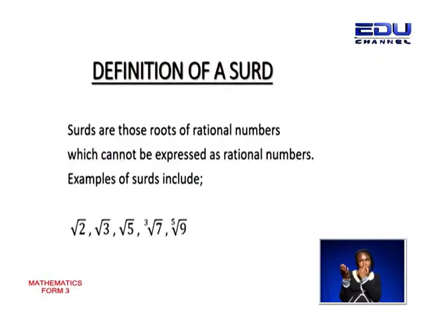For example, looking at the square root of 2, we can see 2 is a rational number. However, when we obtain the square root of 2, the answer will not be rational, and therefore the square root of 2 is a surd. Similarly, the square root of 3, the square root of 5, the cube root of 7, the fifth root of 9 are all examples of surds.